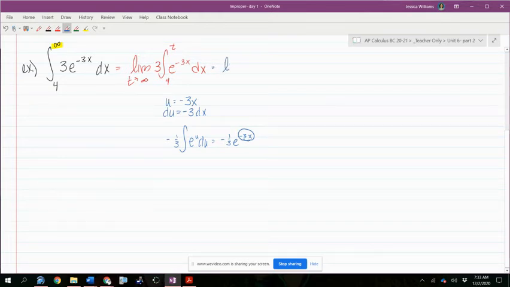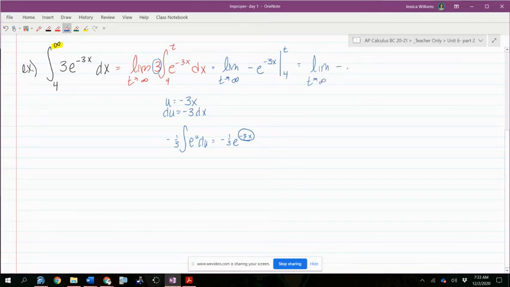So now we've got the limit, haven't done that part yet, have to keep writing it. I still have this 3, don't lose that one. Multiplied by negative 1/3 just makes it negative e to the negative 3x. And this is going to get evaluated from 4 to t. Okay, top minus bottom, t to infinity.